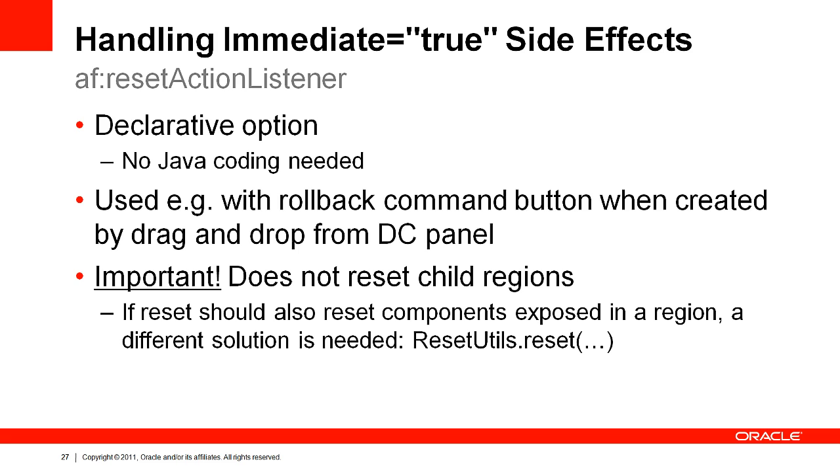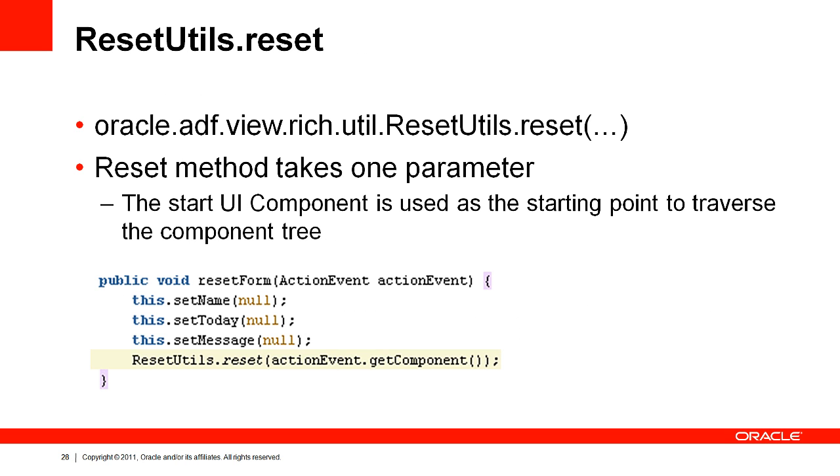This is not what the declarative option provides, and here the silver bullet to use would be the reset util reset method. The util reset method takes one parameter, which is a UI component to start with. So typically it goes to the next container, which could be the form layout or the form itself, and then traverses all the components within the tree beneath and calls reset value on each of the components. So this ensures that the whole set of components are reset, even if they are child components.